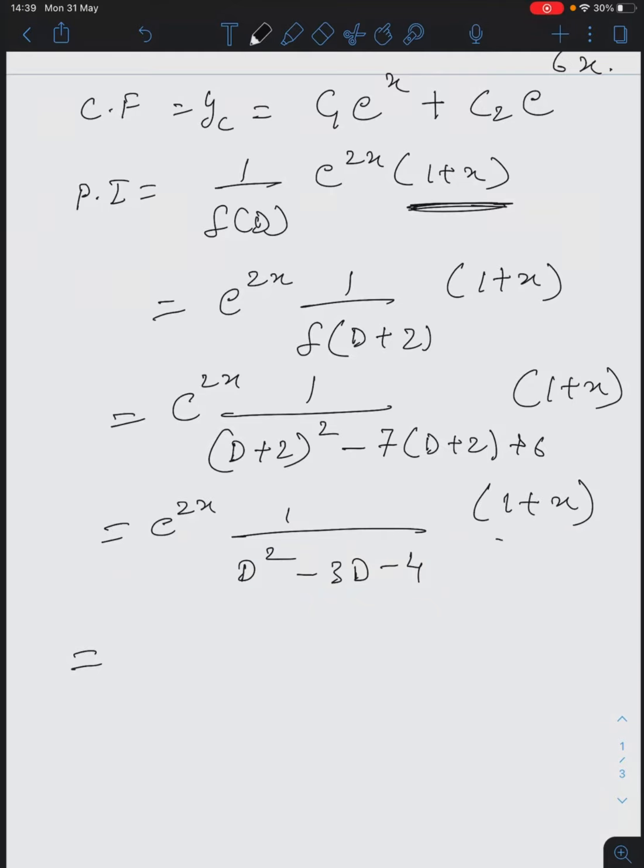Now as you can see here, the function v is nothing but a polynomial in terms of x, or you have x to the power k kind of thing. So to find the particular integral of this kind of function, what we need to do is take the lowest degree term from f of d in the denominator. So what is the lowest degree term here? In d square minus 3d minus 4, what is the lowest degree term?